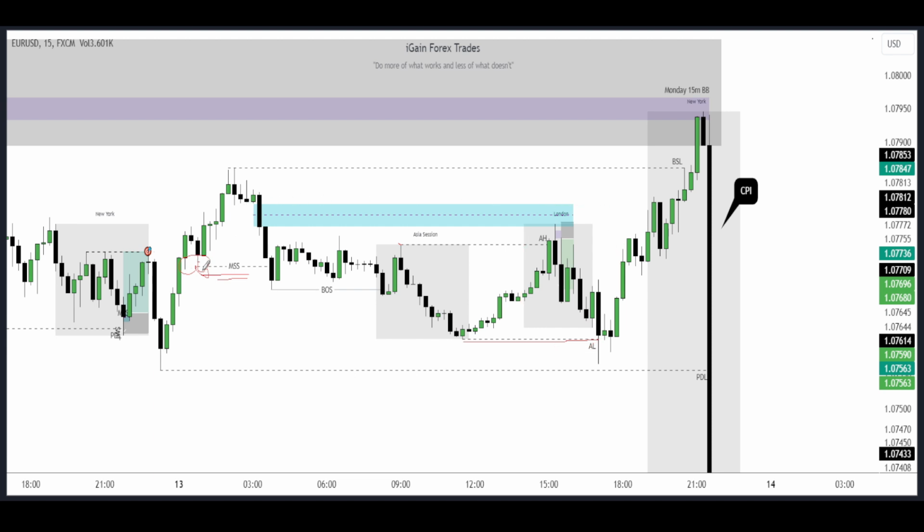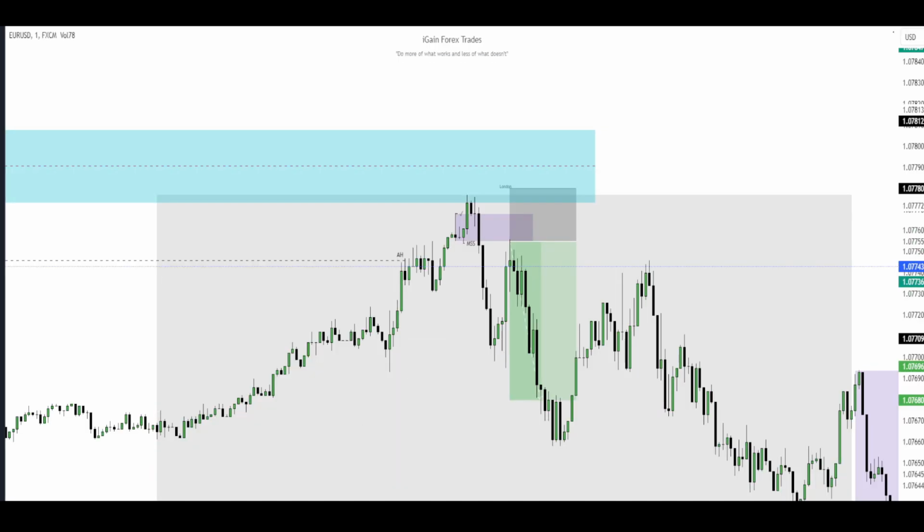Since we have this market structure shift, we are looking for a pullback. So we mark this premium fair value gap, that's the 15 minutes fair value gap. Now let's go down to 1 minute time frame to look for our setup during London session. So here we are, guys.